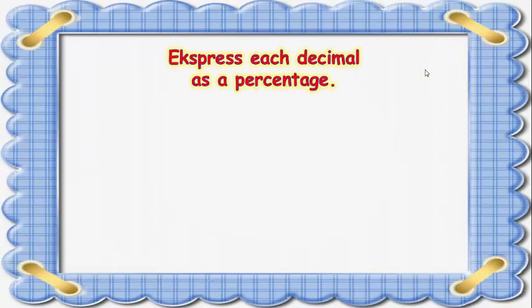Express the decimal as a percentage. 0.45 is the same as 45/100. 0,45 sama dengan 45/100. Okay, 45/100 is 45%. It's very easy, you know.